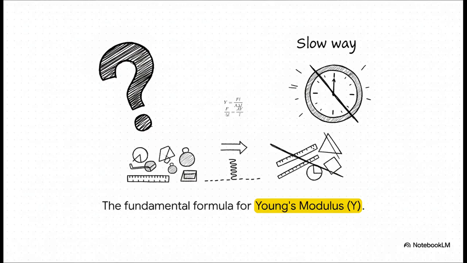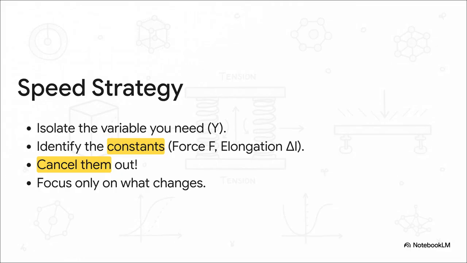But wait a second, that's the slow way to do it. The real secret to any ratio problem is figuring out what you can completely ignore. Here is the speed strategy. First, we isolate Y. That's what we're looking for. Now, what did the problem say was the same for both wires? The load, which is force F, and the stretch, which is delta L. Since they're the same for both wires in our ratio, we can just get rid of them.